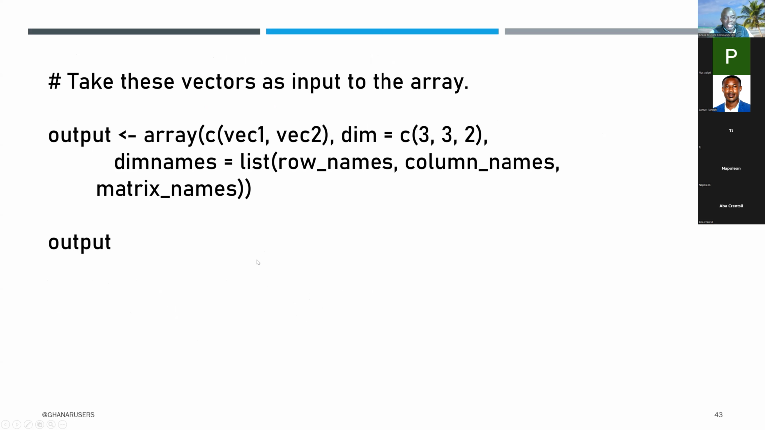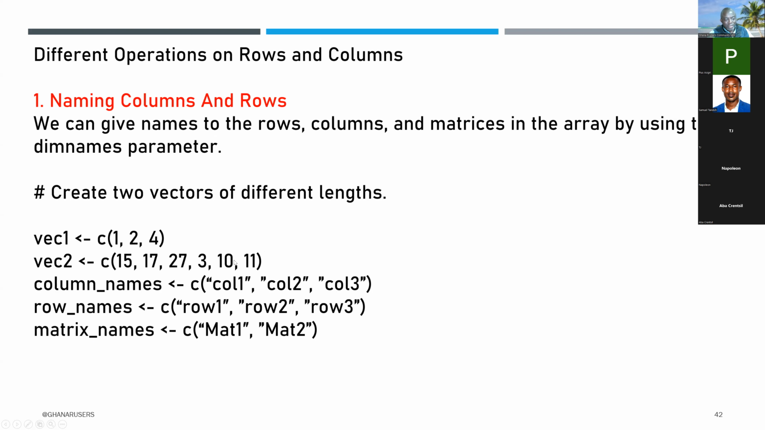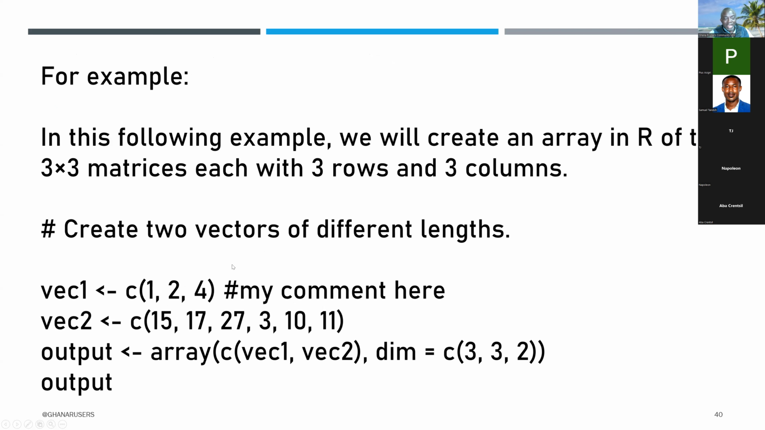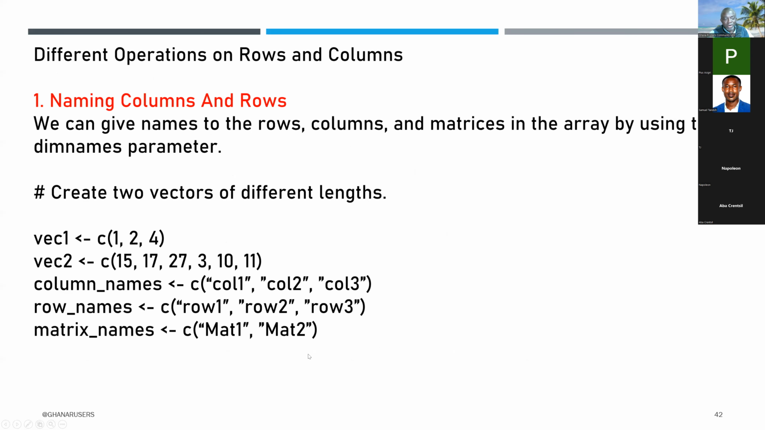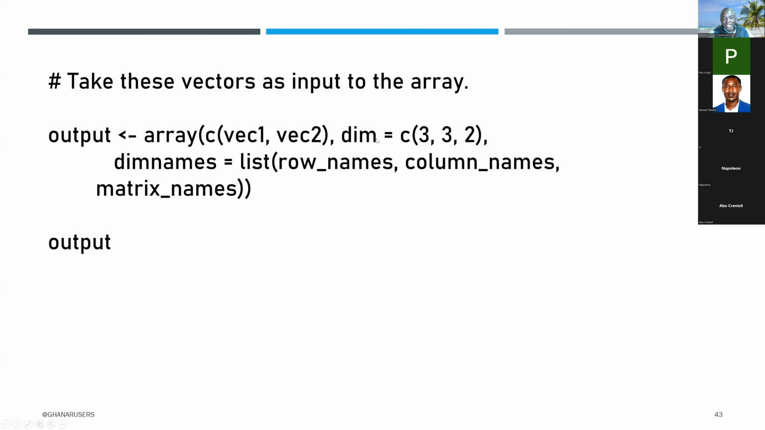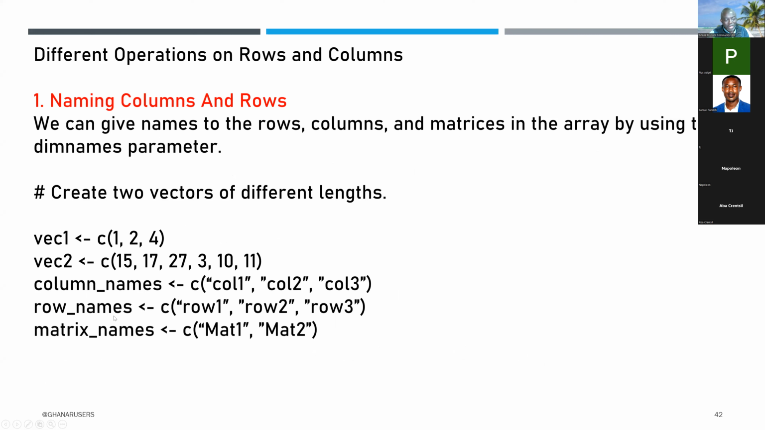So we are taking these vectors, vector 1 and vector 2, as input for the array. We saw earlier on that for the array, you can have vectors of different lengths. So we are combining these two vectors in the dimension as shown, 3, 3, 2. And each one of them should have a set of names. So we're going to use the column names and row names which we have created. These are objects we have created. We have not used anything from R. The only thing we use from R is the c, for concatenate.